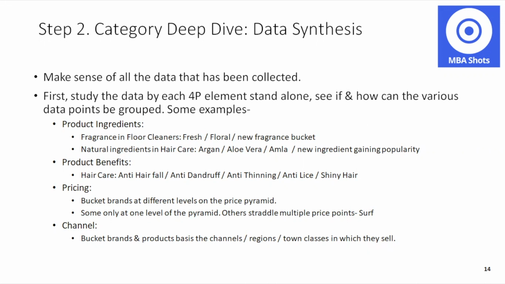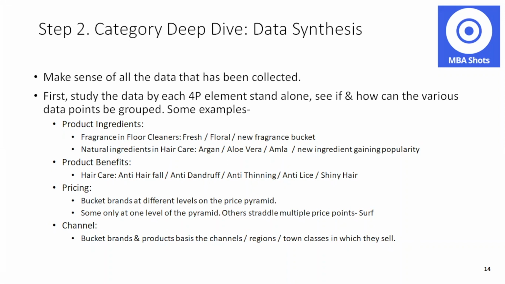Similarly, if you were to look at hair care products out there, can you club them basis natural ingredients that are there? So argan, aloe vera, amla are the ones that come to mind. These are the big ones. Or is there a new ingredient which is gaining popularity? Looking at product benefits, sticking with hair care here. So for example, shampoos. So shampoos, can you bucket them into the big buckets that are already there? Hair fall, anti-dandruff, anti-thinning, anti-lice, shiny hair.